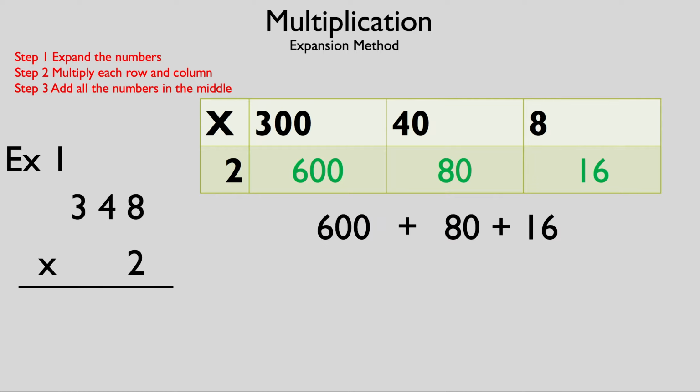Now we're going to bring out the numbers below, and then we're going to add the two numbers on the right to give me 96. And then we're going to go ahead and add the two numbers to get 696. Move it over, and your final answer is 696.